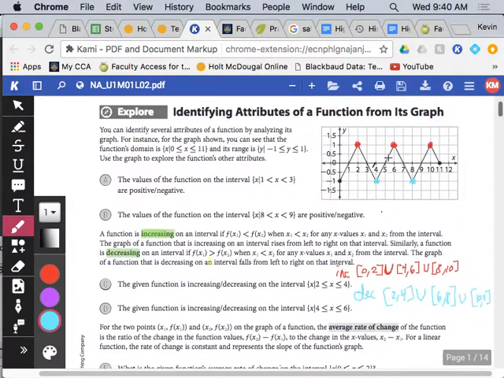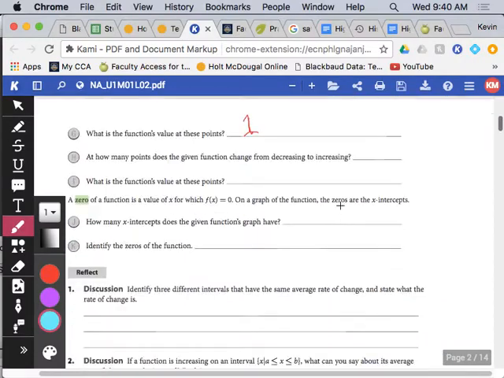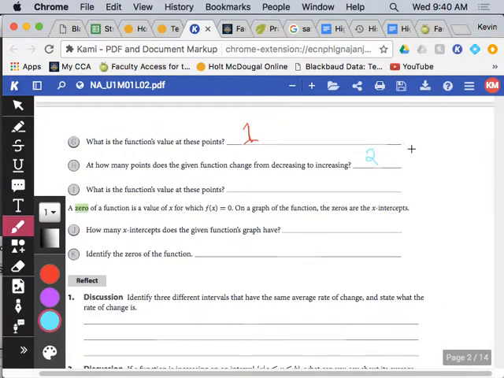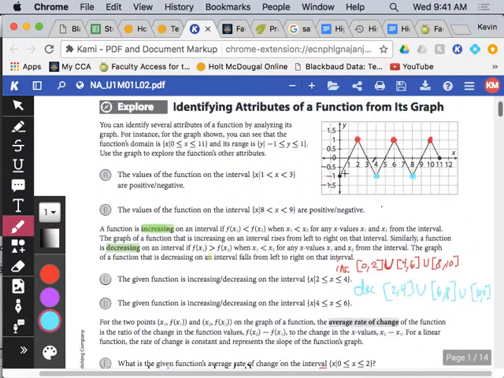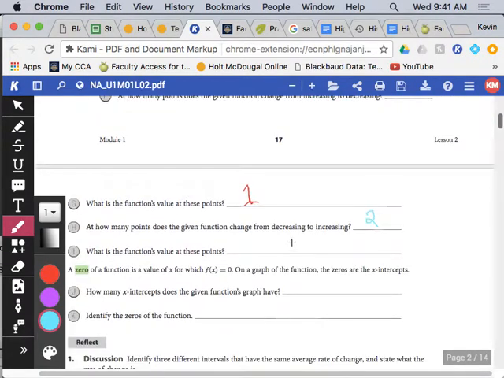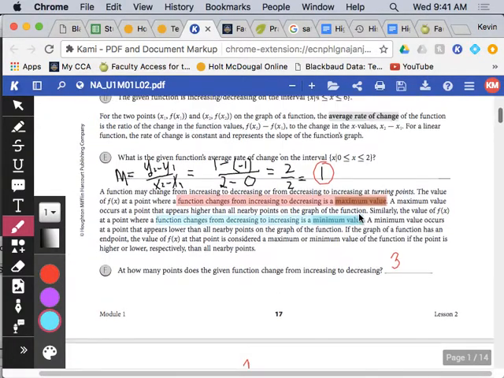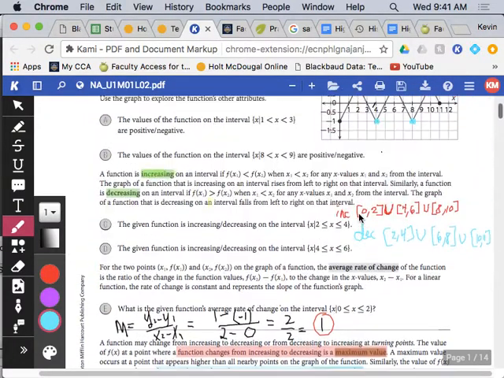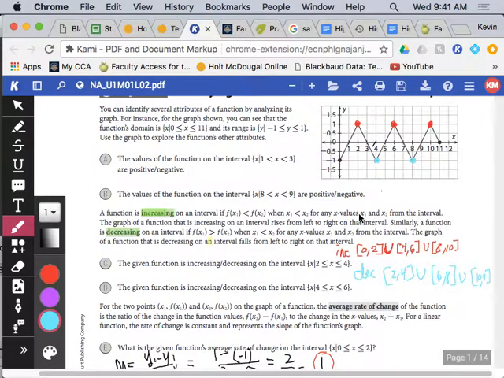How many points are there? Clearly 1, 2. And what is the function's value at these points, class? -1, right? Here we are at -1. Any questions on that? Any questions on that at all? No? Okay. Good.